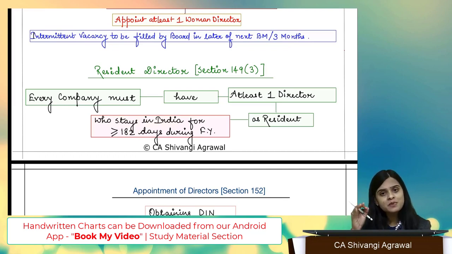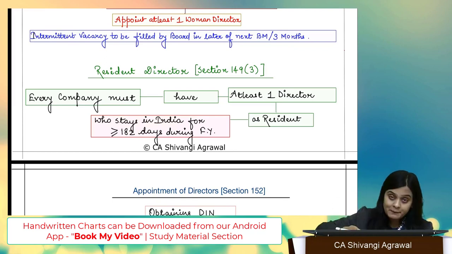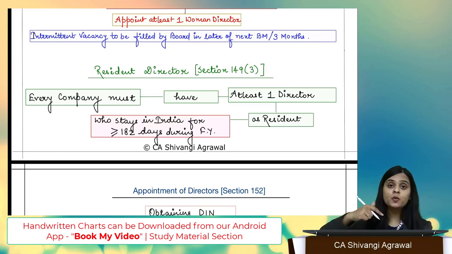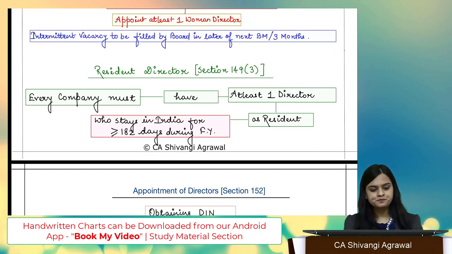The board has been conferred the power to fill it. By when? Immediate next board meeting or 3 months, whichever is later. So intermittent vacancy has to be filled within this particular time limit. Okay, within this particular time limit.